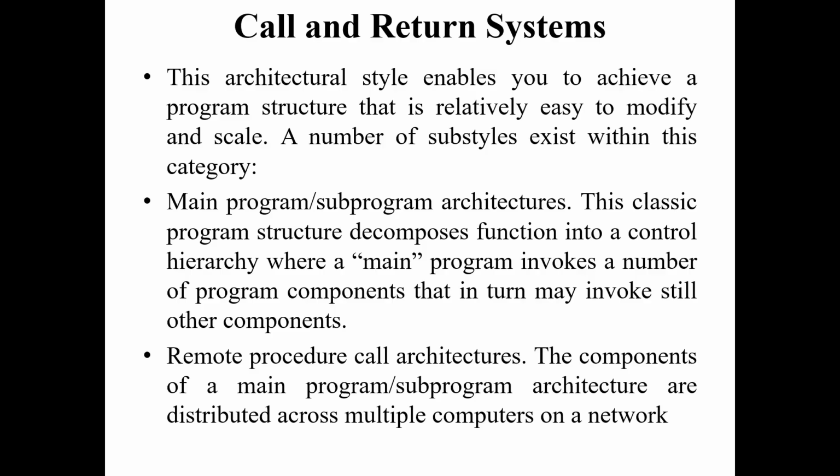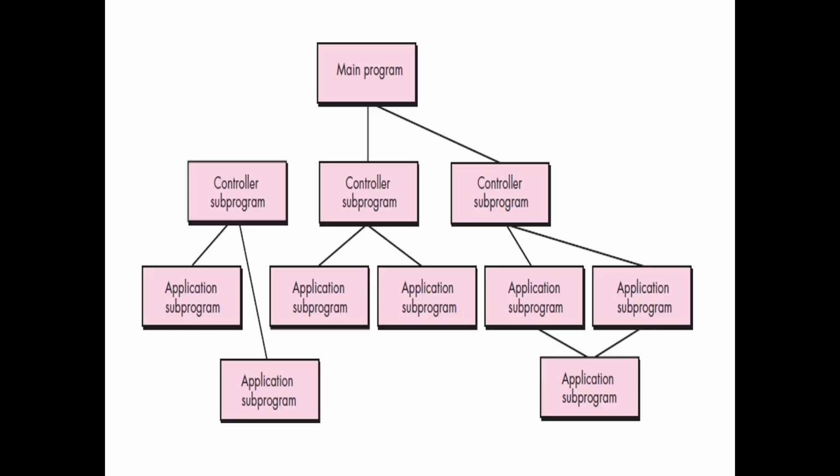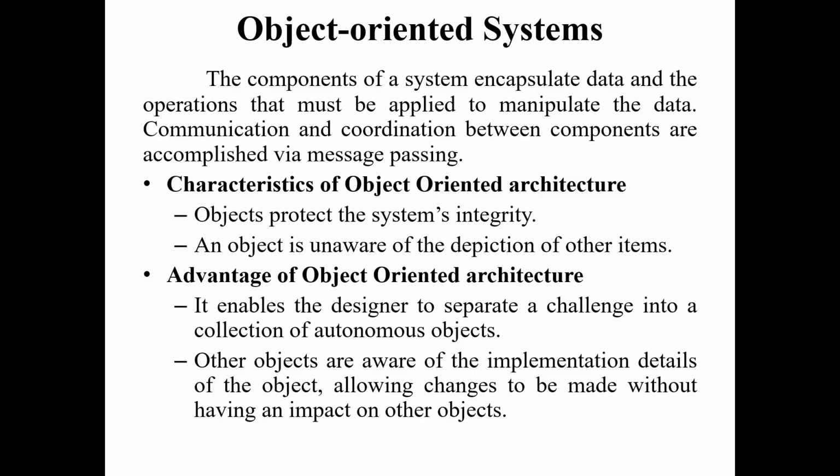Remote procedure call architectures: the components of a main program or subprogram architecture are distributed across multiple computers on a network. The diagrammatic view of the call and return system: the main program is divided into controller subprograms, and the controller subprograms are subdivided into application subprograms. These are the branch representation of the system.